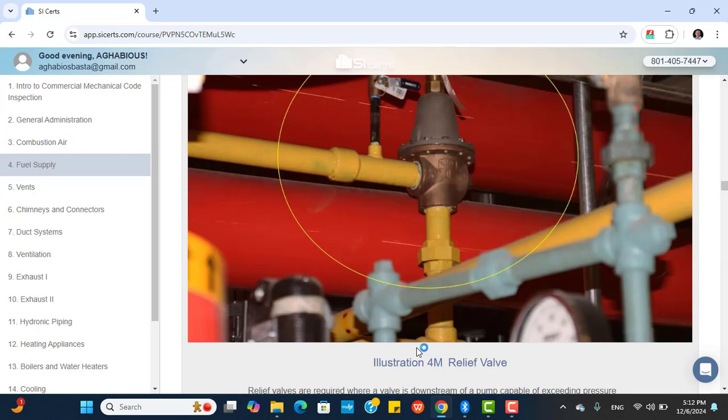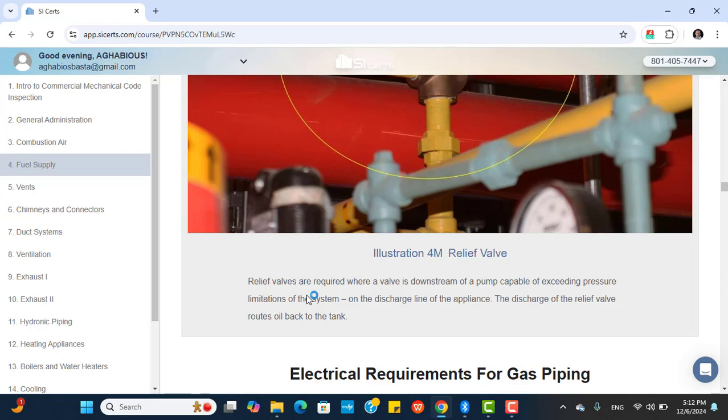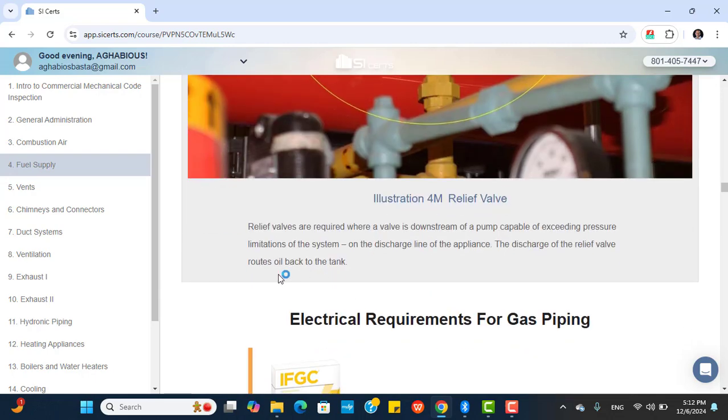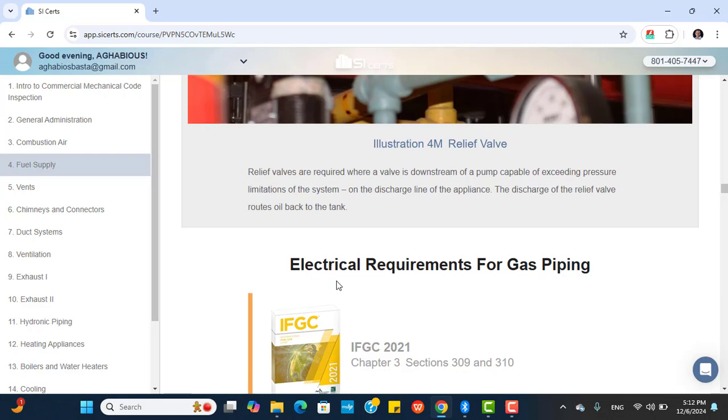Illustration 4M: relief valve. Relief valves are required where a valve is downstream of a pump capable of exceeding pressure limits on the discharge line of the appliance. The discharge of the relief valve routes oil back to the tank.